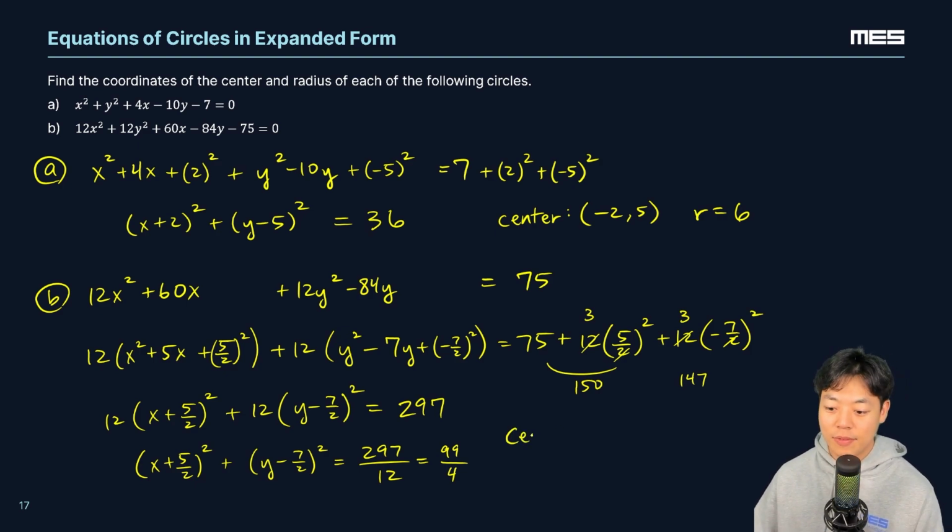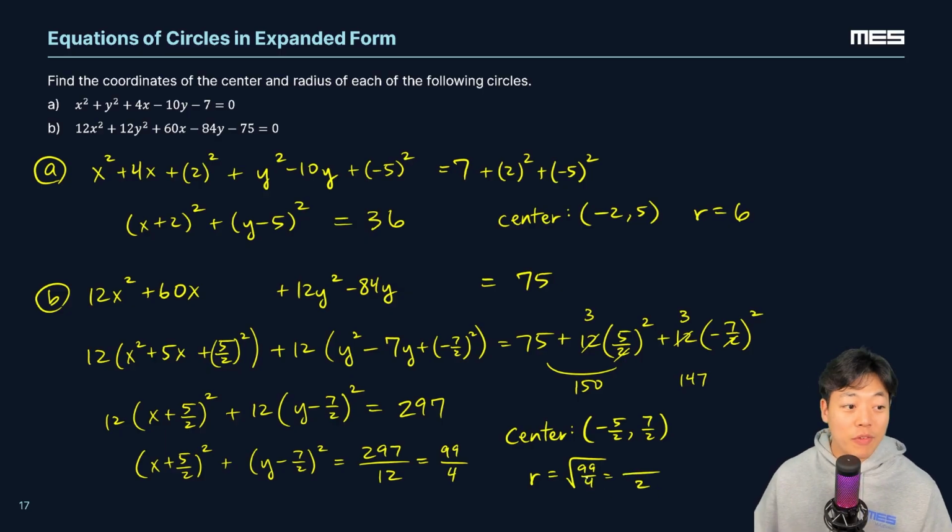So what's our center? The center of this circle will be -5 halves, 7 halves, and my radius will be the square root of 99 over 4. Now we can take the square root of 4, that's 2. The square root of 99 will give us the square root of 9 times 11. So that gives me 3 radical 11. And there you have it.